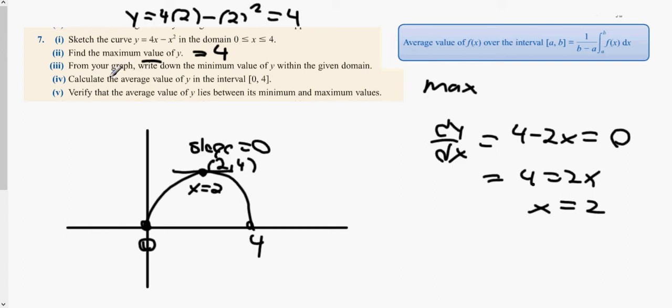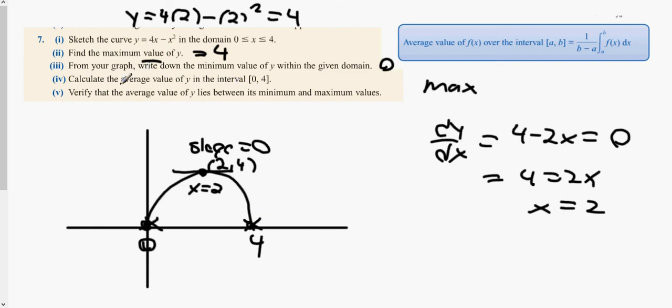Okay, from the graph, write down the minimum value of y within the given domain. The minimum value of y is obviously going to be 0. Okay, so the minimum value of y is going to be 0 at this point here and this point here.